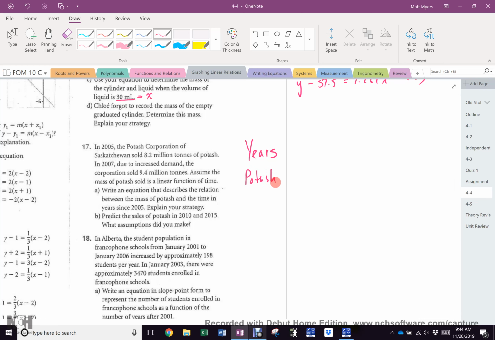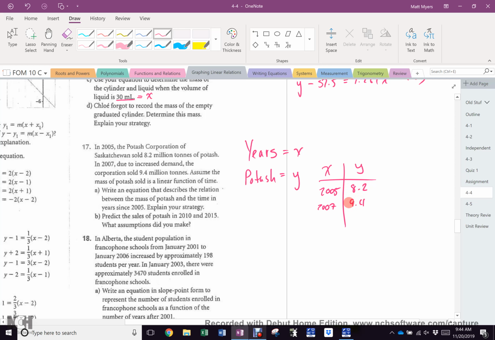So what would be a good variable to give to the year? Is years usually independent or dependent? Independent. So what variable should we give years? What variable should we give potash? Great. Now, what is the first year that I have? 2005. And what is the amount of potash I sold? 8.2. We just need 8.2 because we know it's millions, right? Okay. What's the next year? 2007. And how much did I sell? 9.4.